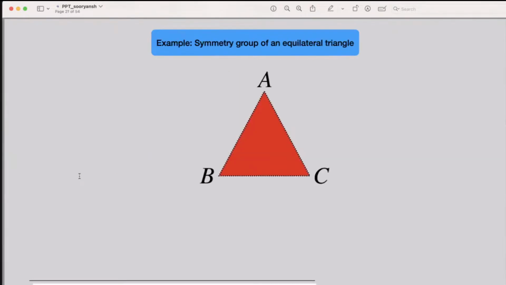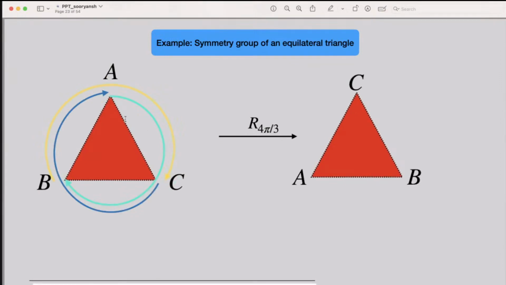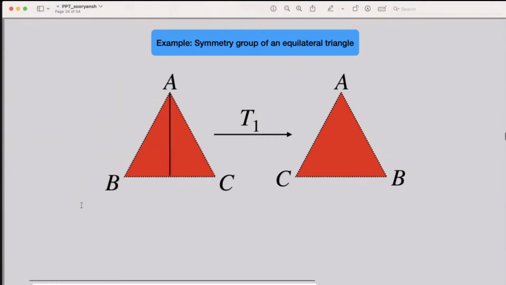As an example, consider the symmetry group of an equilateral triangle. Here there are 6 elements. The first one is rotation by 2 pi by 3 about an axis which passes through its centroid. So A will go to C, C will go to B, and B will come back to A. Similarly, rotation by 240 degrees, in which C will go to A, B will go to C, and A will go to B. And similarly, reflection about the axes which pass through all the three vertices.